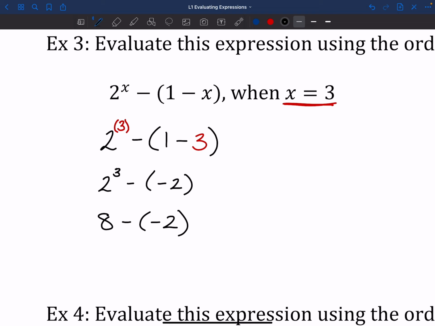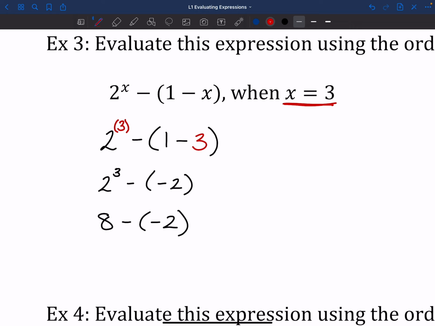And then last but not least, we've got to take care of multiplication, division, and then addition and subtraction. So we don't have any multiplication or division, but we do have some subtraction going on. So we're going to jump to that. I have 2 subtraction signs. It's 8 minus negative 2.